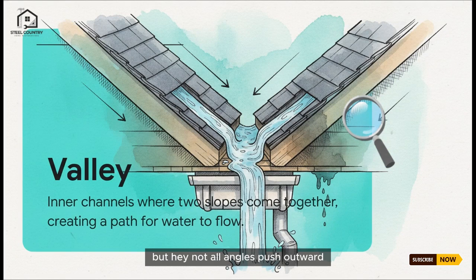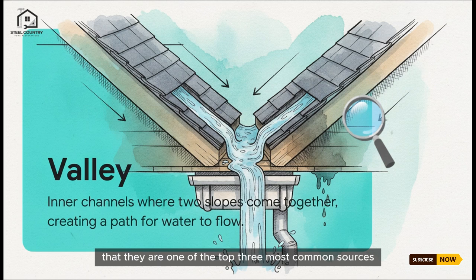But hey, not all angles push outward. Valleys are those inner channels where two slopes come together to funnel water downward. And because they collect and move just massive amounts of water during a storm, the National Roofing Contractors Association points out that they are one of the top 3 most common sources of roof leaks. They absolutely require precision to seal correctly, for sure.